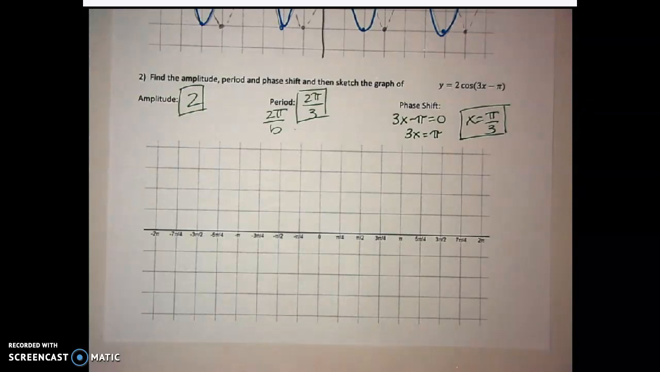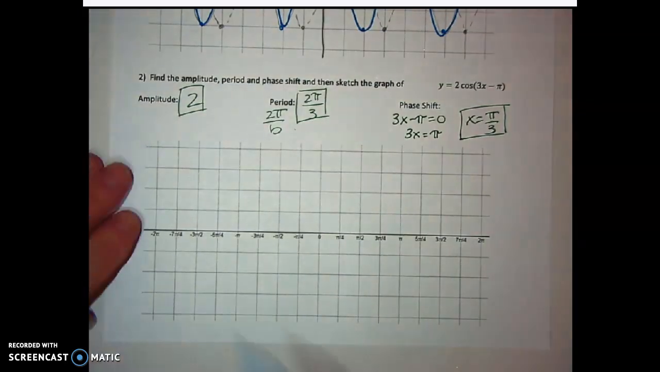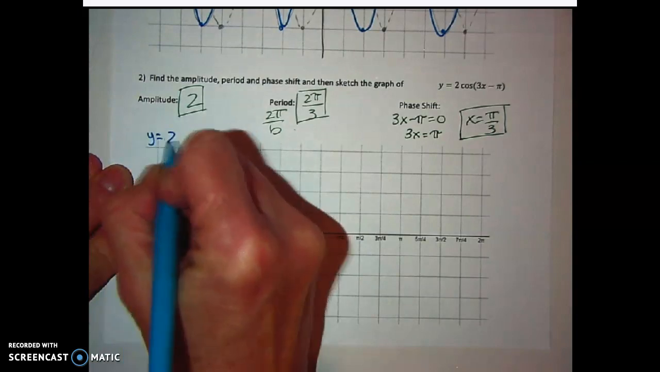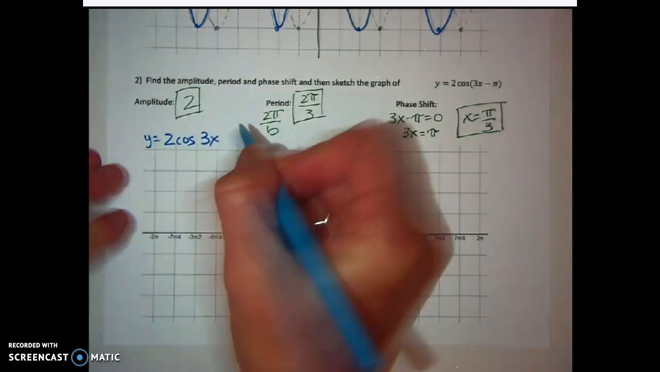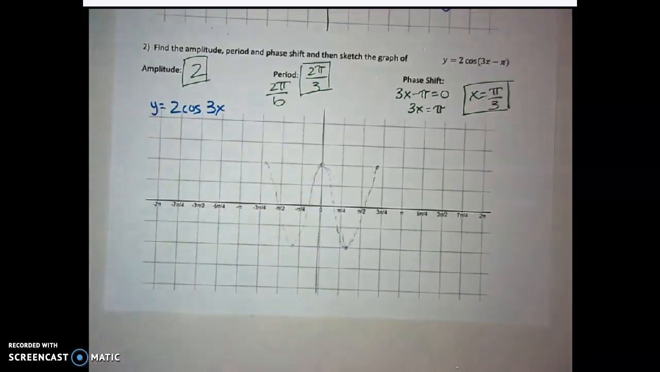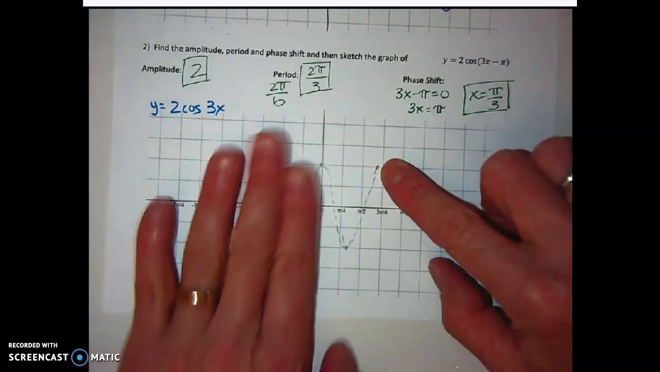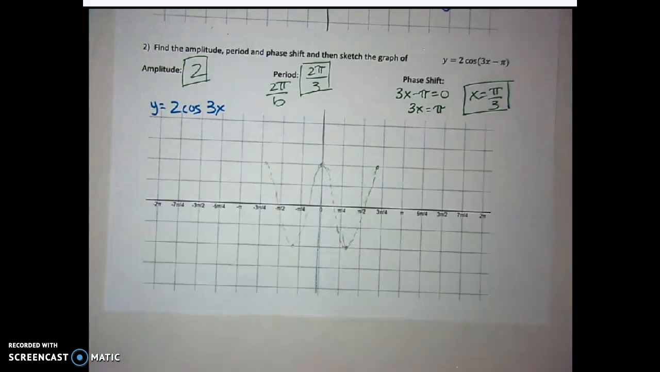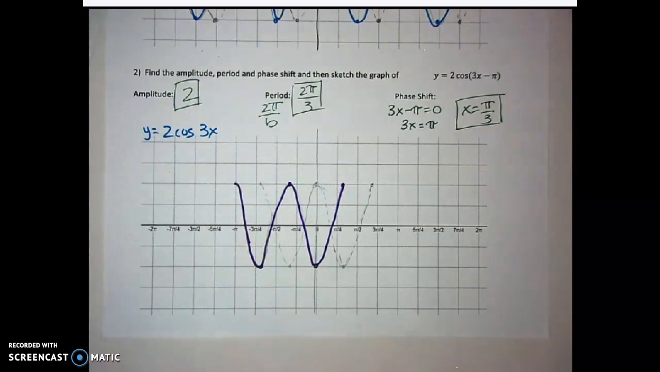So again, we're going to start by graphing the parent graph of y equals 2 times the cosine of 3x. And then from there, we're going to do our phase shift of pi over 3. Here you can see I have 2 times the cosine of 3x. My period is from 0 to 2 pi over 3, and I go to a height of 2. Now I'm going to shift all of those points to the right pi over 3 units. And there in the purple is the final graph of y equals 2 times the cosine of 3x minus pi.